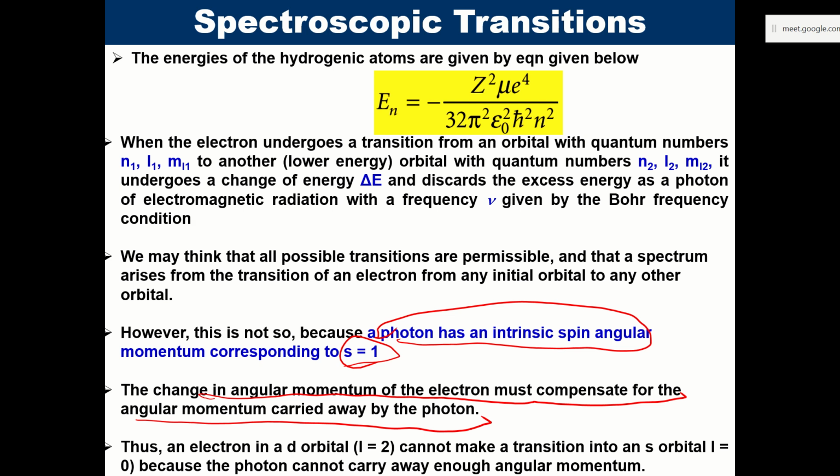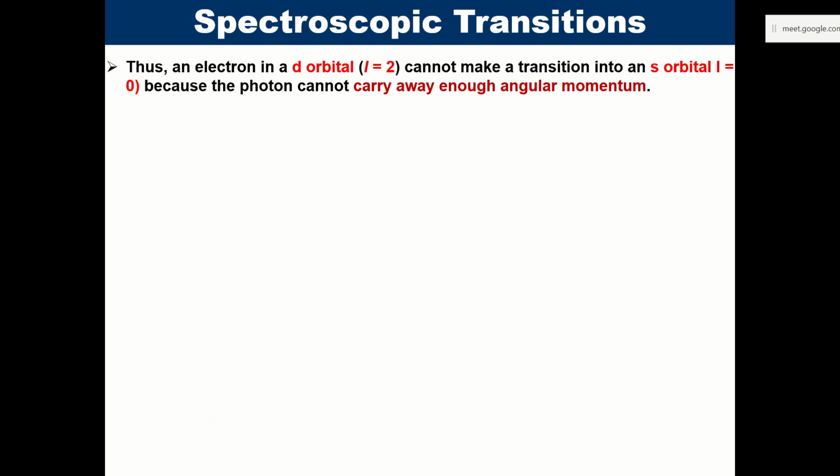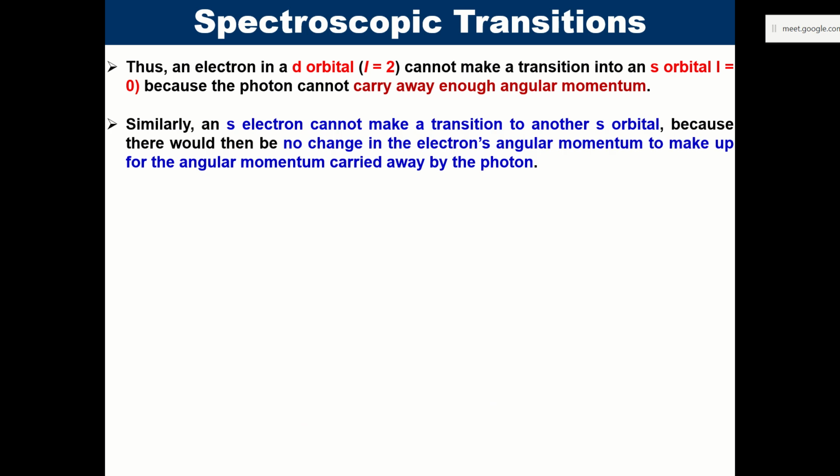Okay, and this is what we find, that when an electron in, say, a d orbital moves to an s orbital, we are not able to do that. We are having much more angular momentum change as compared to one photon. But if you are moving from d orbital to p orbital, that is possible. So s orbital cannot make a transition to s orbital. This is what we found in hydrogen atom, considering no change in electron's angular momentum.